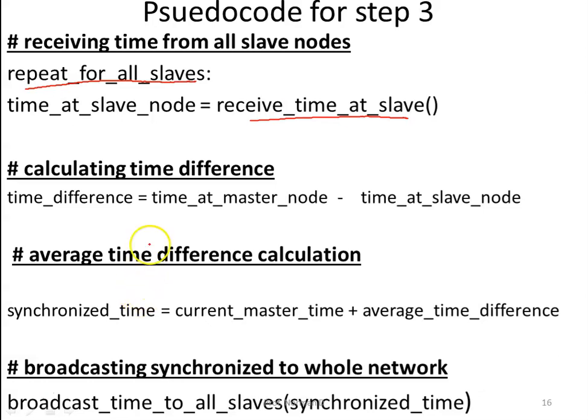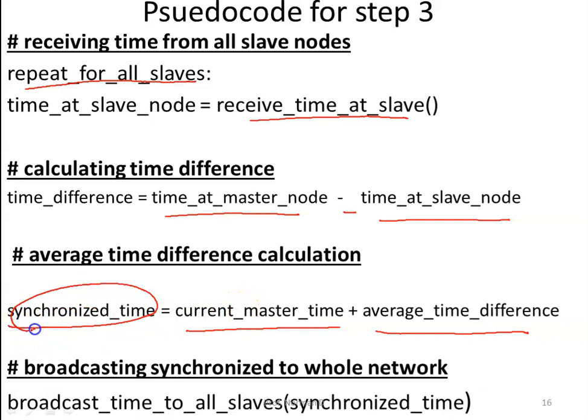Then the time difference will be calculated based on this formula: time at the master node minus the time received from the slave node. That would be the time difference between the master and the first slave. Similarly for the master and the second slave, master and the third slave, master and the last slave. Finally, the current master time plus the average time difference between all the slave nodes will be taken, and this new current time will be synchronized across all the nodes. So the last step is the broadcast of the same time to all the slave nodes.